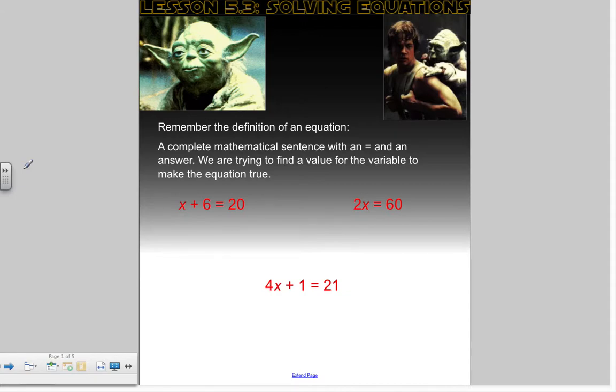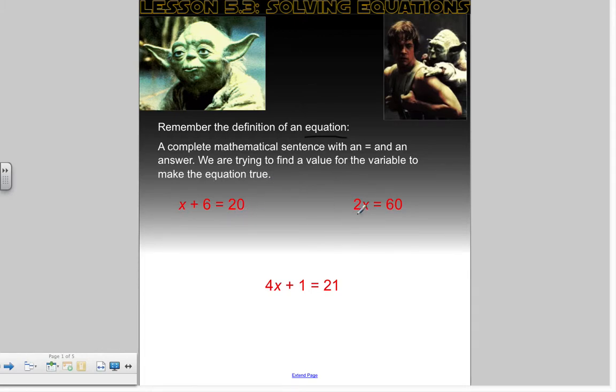Well, he is strong with the Force, but strong you will be with solving equations when we are done with this unit. So let's start with something that we know. Let's remember from 5.1 the definition of an equation. An equation is a complete mathematical sentence with an equal sign and an answer. We are trying to find a value for the variable to make the equation true.